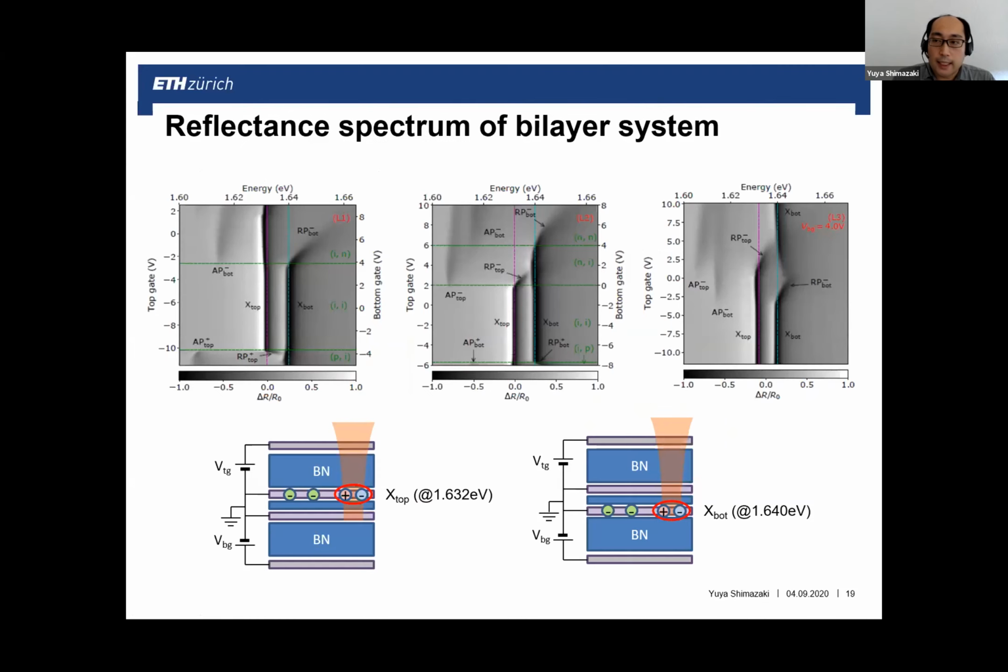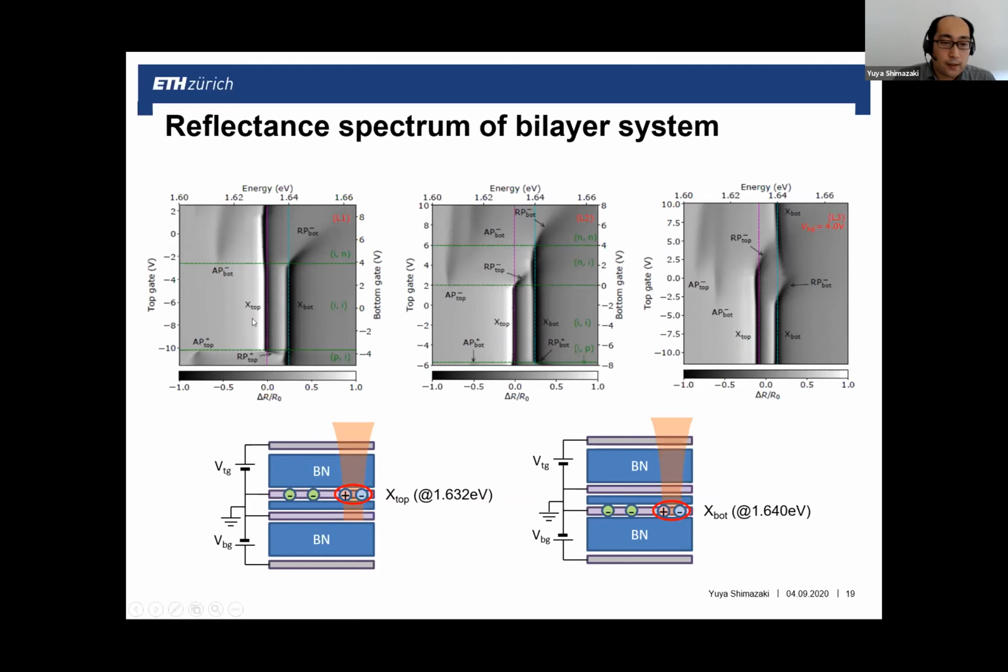So now let's see the reflectance spectrum of the bilayer system when we dope the system with electrons or holes. These are the different sets of the gate scans, and the spectrum looks quite complicated. But fortunately, due to the strain-induced splitting of the top layer and bottom layer excitons, we can independently access these excitons. The top layer excitons are about 1.632 electron volt, and the bottom layer excitons are about 1.640 electron volt.